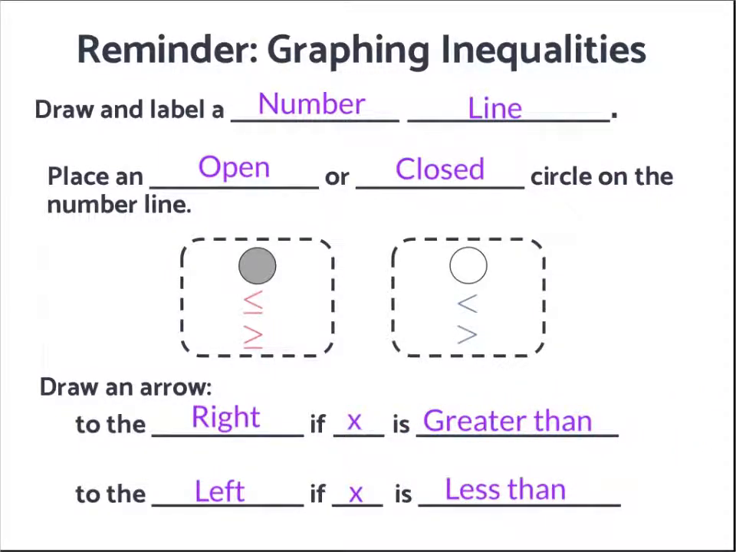Remember, it doesn't matter which side the x is on. We're always going to read the equation, or the inequality in this case, from the x. So x is less than, or x is greater than. It doesn't matter if it's on the right or on the left, we're going to read it from the x. So let's go ahead and take a look at example A.